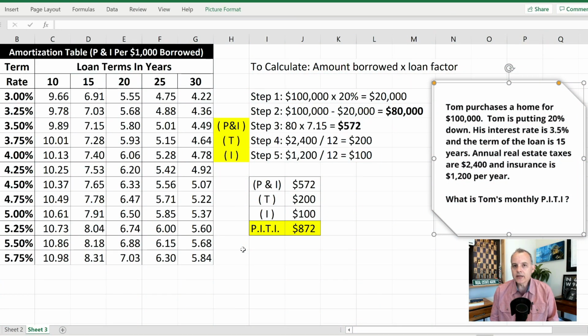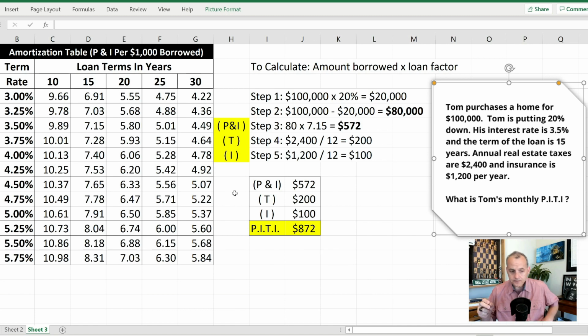So now we can calculate our total monthly payment, or what we call the PITI. And I have it on your screen here. So our P&I, our principal and interest, is $572. Our taxes, remember our tax escrow requirement, is $200. Our insurance is $100. That gives us our total monthly PITI of $872. And that's how we calculate the PITI.